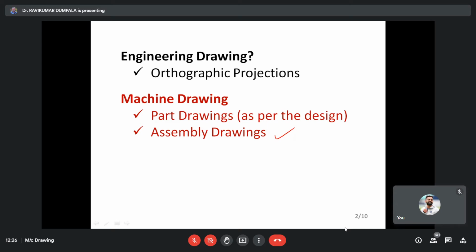Once the machine drawing is there, up to part drawings it is okay, but once you assemble them, then you have to define the fits. There are so many varieties of fits: clearance fit, transition fit, or interference fit.